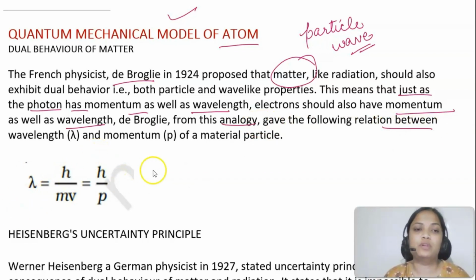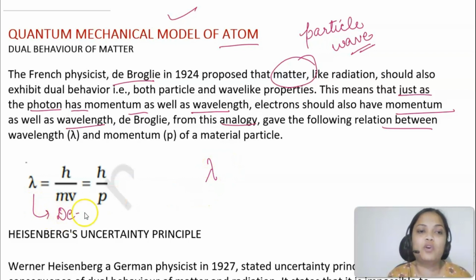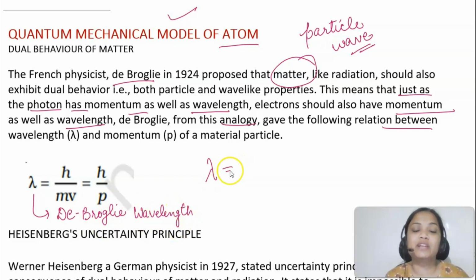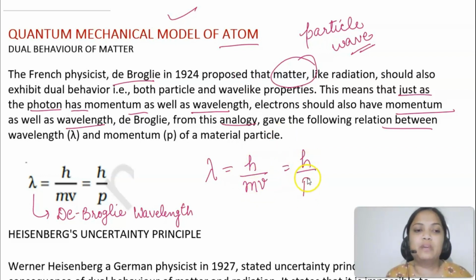This is important here. The de Broglie wavelength is given by lambda, which is the wavelength associated with matter particles. It is given by h upon mv, or we can say h upon p, where p is the momentum, m is the mass of the particle, and v is the velocity of the particle. So m into v gives you the momentum.